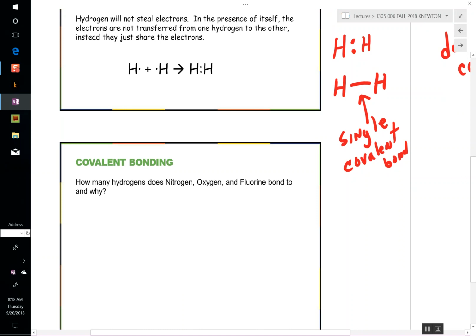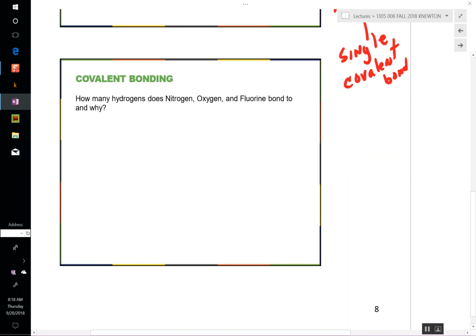Okay, let's just answer this question real quickly here. How many hydrogens does nitrogen, oxygen, and fluorine bond to, and why? Now let's look at where these are, nitrogen, oxygen, and fluorine. And the very first thing I want you to think about is what would be the Lewis dot structure of nitrogen.